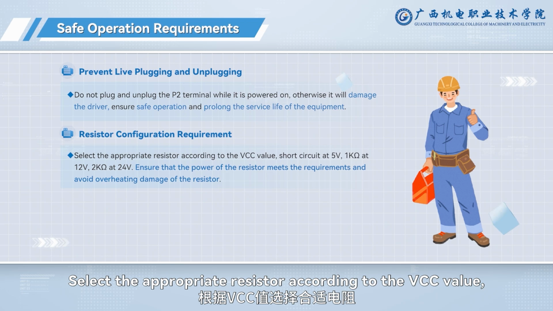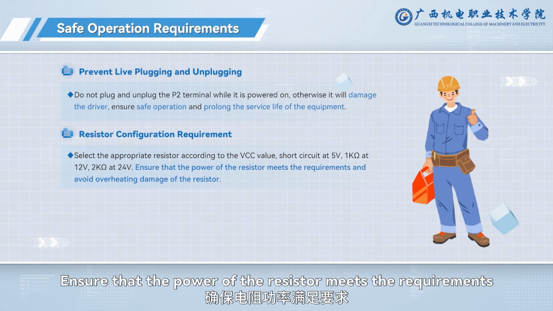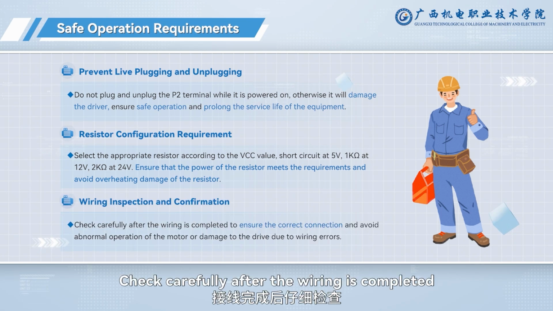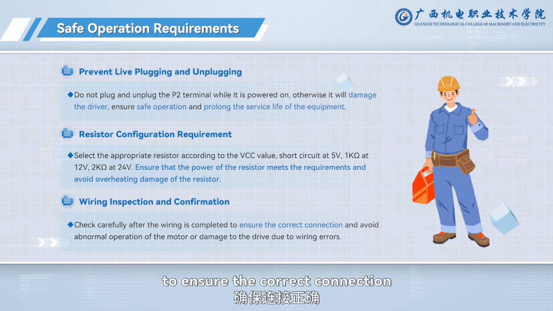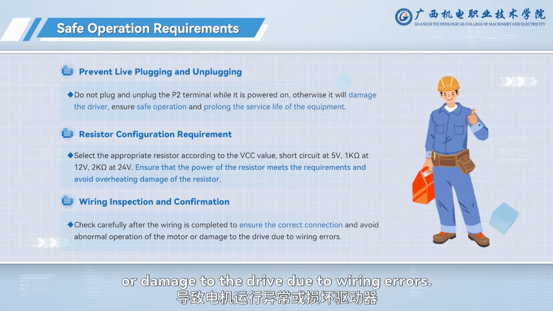Select the appropriate resistor according to the DCC value. Short circuit at 5 volts, 1 k-ohms at 12 volts, 2 k-ohms at 24 volts. Ensure that the power of the resistor meets the requirements and avoid overheating damage of the resistor. Check carefully after the wiring is completed to ensure the correct connection and avoid abnormal operation of the motor or damage to the drive due to wiring errors.